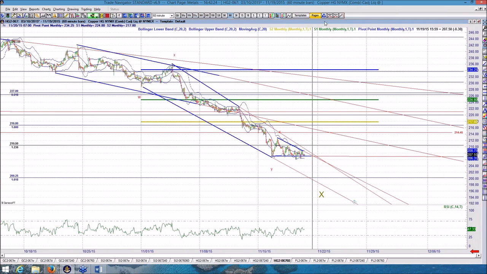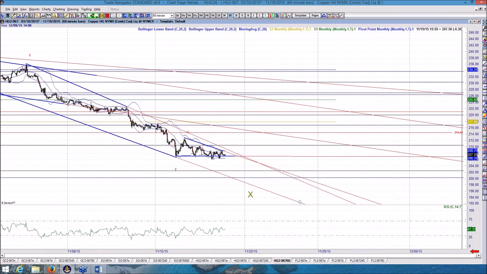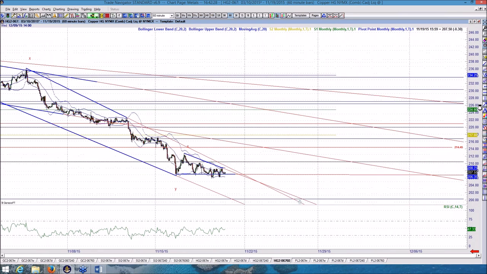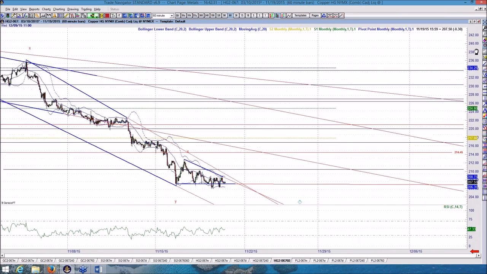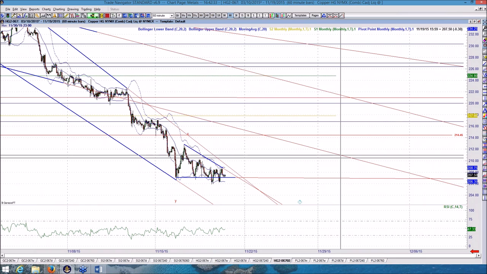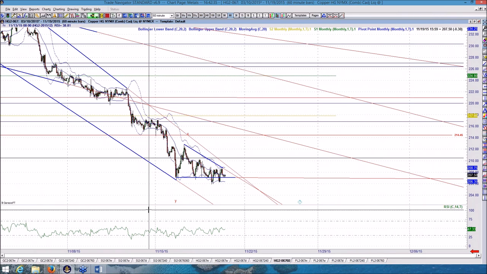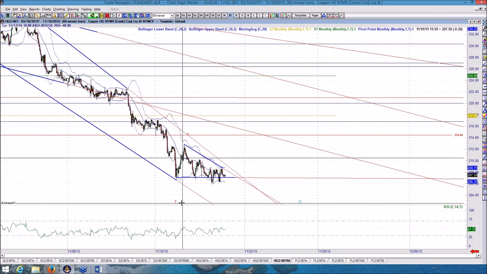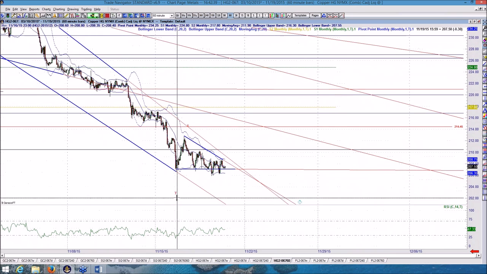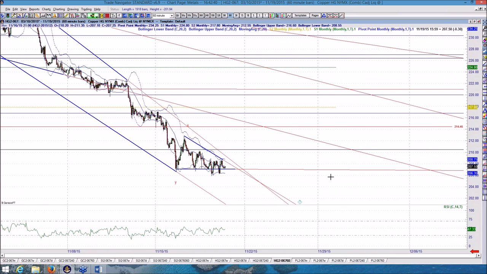Now, let me expand this a little. You can see the chart short term on an hourly basis. All right, now, same question. Is there a setup there? And would you trade it? What do you guys think? What do you see?